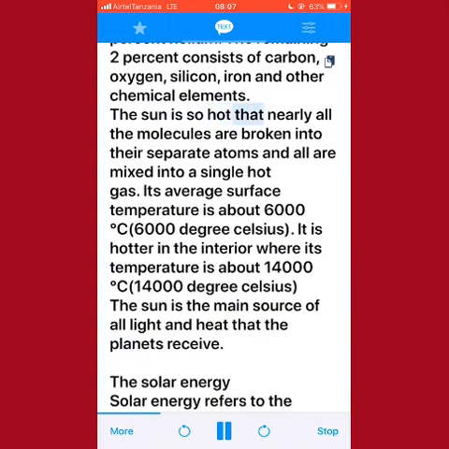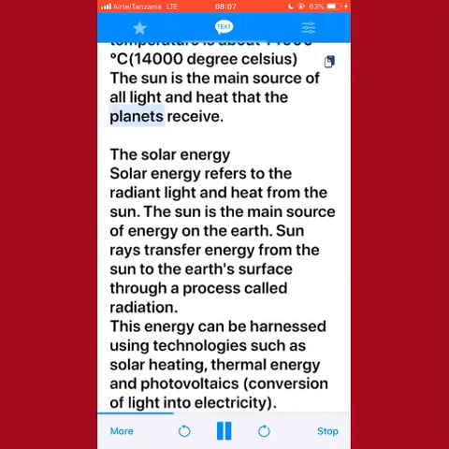The Sun is so hot that nearly all the molecules are broken into their separate atoms and all are mixed into a single hot gas. Its average surface temperature is about 6,000 degrees Celsius. It is hotter in the interior where its temperature is about 14,000 degrees Celsius. The Sun is the main source of all light and heat that the planets receive.